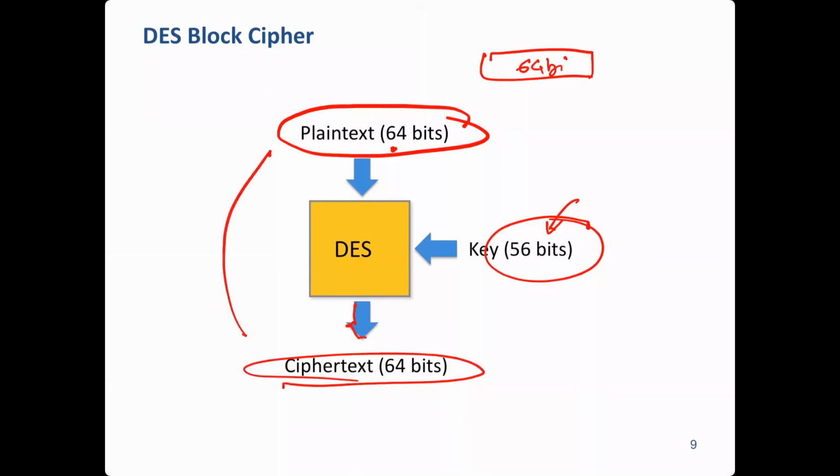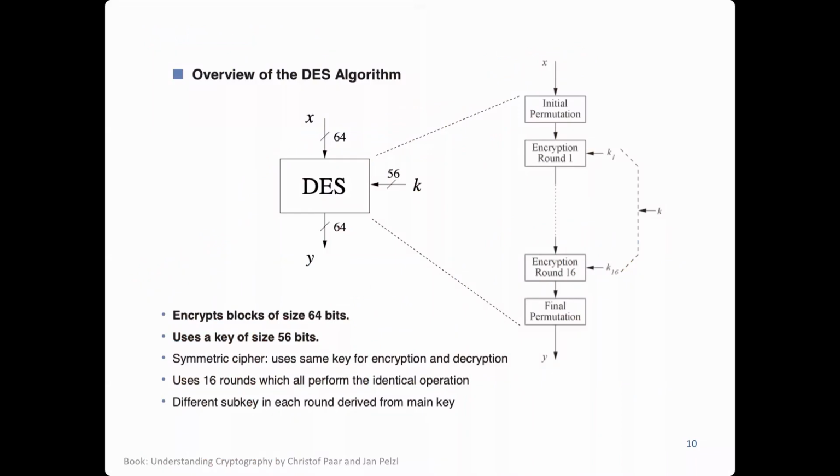So 64 bits are transformed into the encrypted version of the plain text, which we call ciphertext. Very clear? All right, so you can see that the input is a block of 64 bits, the output is also a block of 64 bits, and the key is 56 bits.